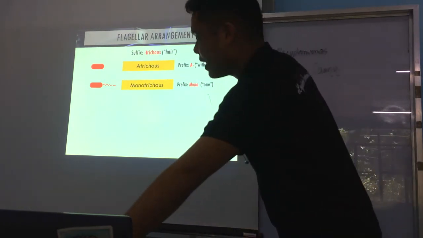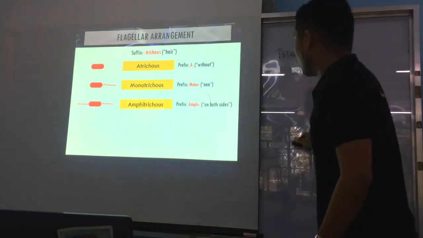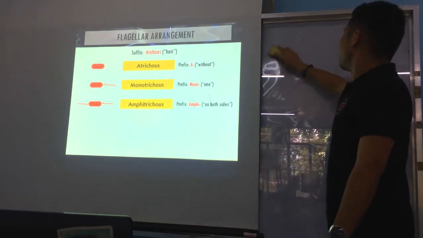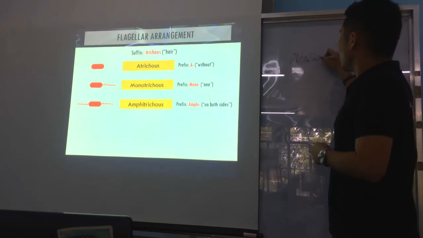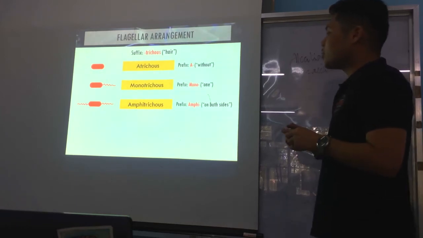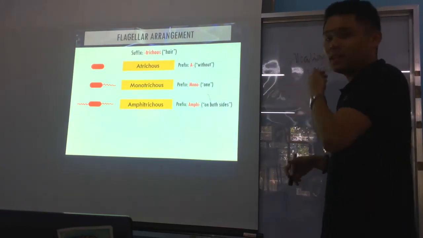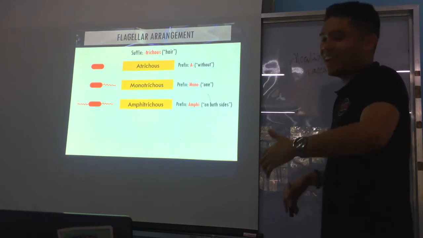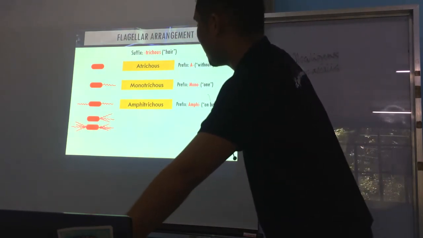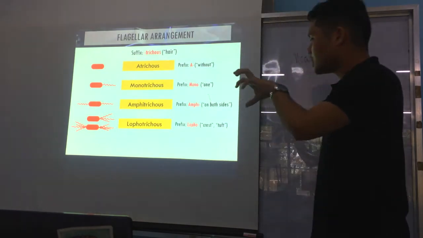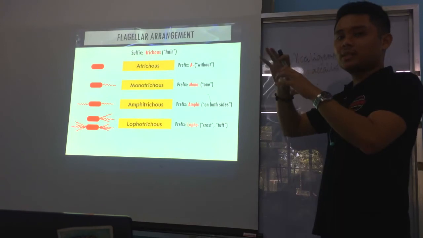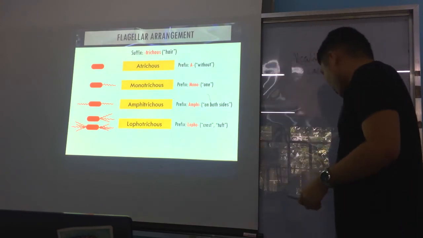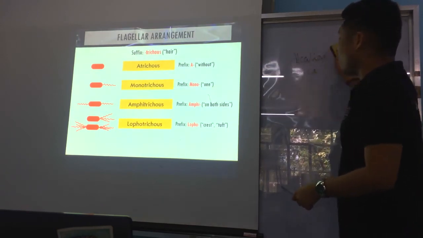Okay? Alright. Next, we have amphitrichous, on both sides. Research ko example. Ang example daw is Alcaligenes faecalis. Okay? Alcaligenes faecalis, amphitrichous, both ends. Amphi, both sides, like amphitheater. Okay, amphi, both ends. Next, you have lophotrichous, meaning tuft, or like crest. Kumpol of flagella at one end, or both ends, pwede po.